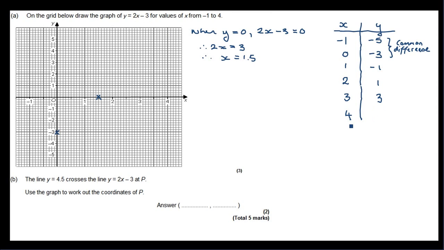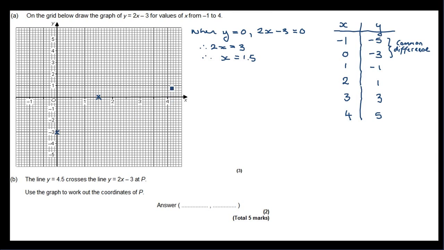Substitute 3 in, we're going to get 2 times 3, -3, it's going to give us 3. And we substitute 4 in, that's 2 times 4, it's 8, -3 gives us 5. And you can see why I've done it vertically now, because what we've got is coordinates: (-1, -5), (0, -3), (1, -1), (2, 1), (3, 3), and (4, 5).